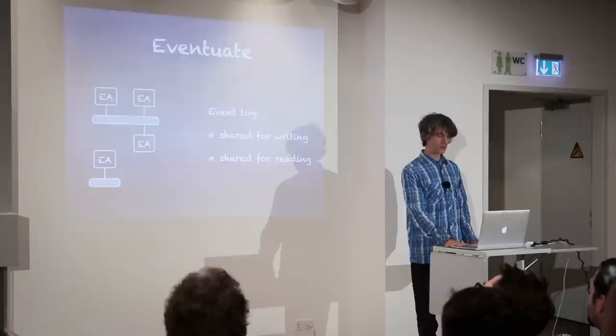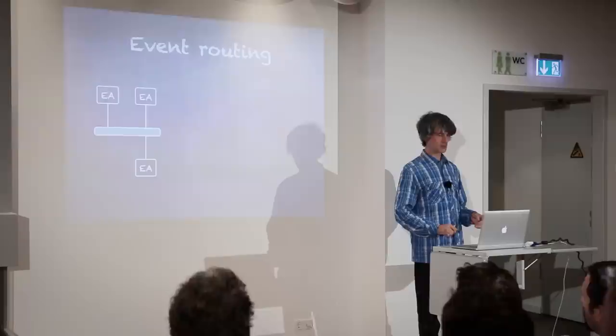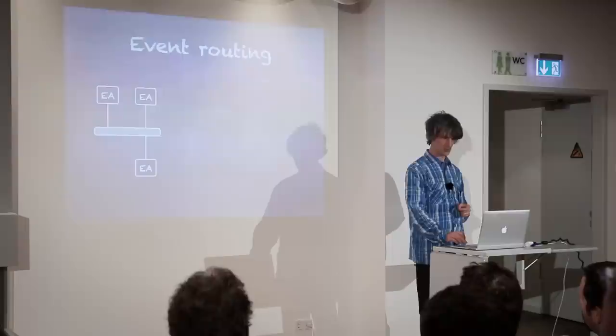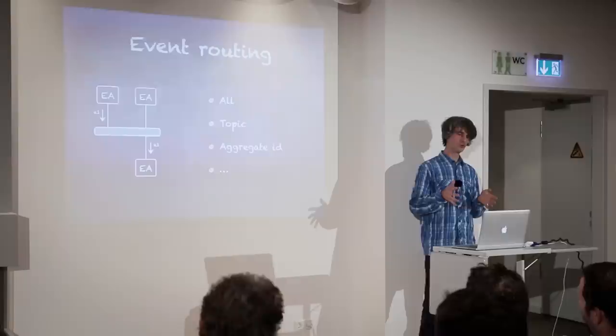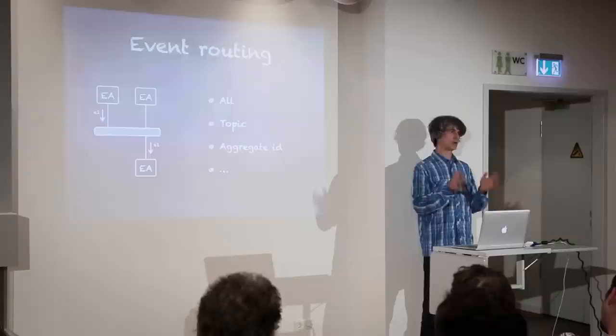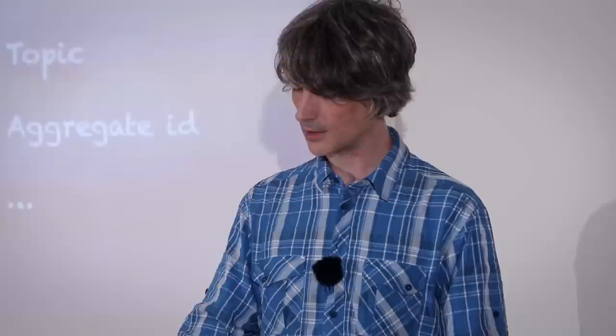The situation is very different in Eventuate. In Eventuate, event logs can be shared for writing, so multiple event sourced actors can write to the same event log, and they can also consume events that have been written by other event sourced actors to the same local event log. For example, an event E1 emitted by an event sourced actor can be consumed by another event sourced actor. The rules for how events are routed from one event sourced actor to others are configurable, and you have an API for that. For example, you can say an event emitted to the event log shall be routed to all other event sourced actors, or you can have topic-based routing or routing based on aggregate ID. I'm not going into the details here; all the details are in the documentation.